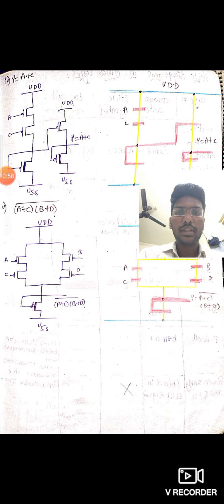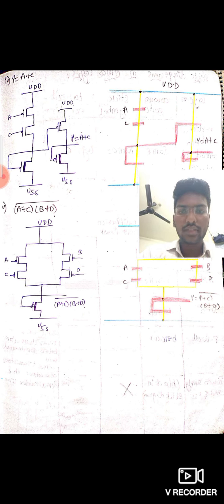Let us see some more examples on p-type diffusion: A plus C, and (A plus C) into (B plus D) whole complement. These are the implementations. For A plus C, it is in p-type, so it is an OR gate, so we can set the gates in series. Then to get the OR gate, we have to complement the NOR gate. Then we can connect the inverter at the output of the A plus C NOR gate.